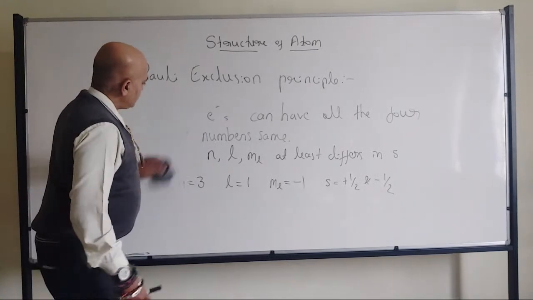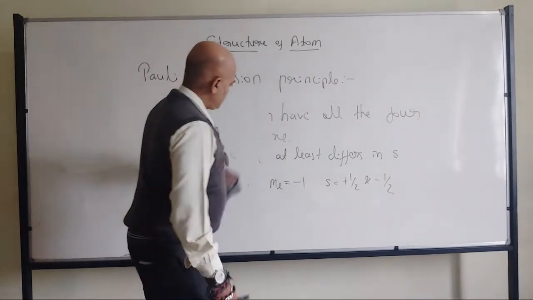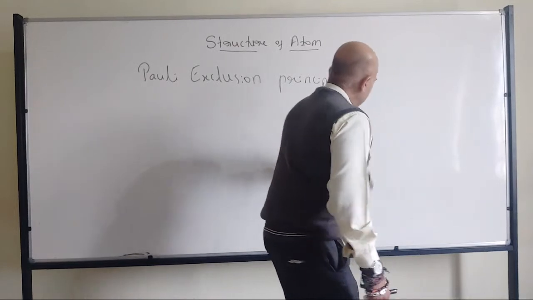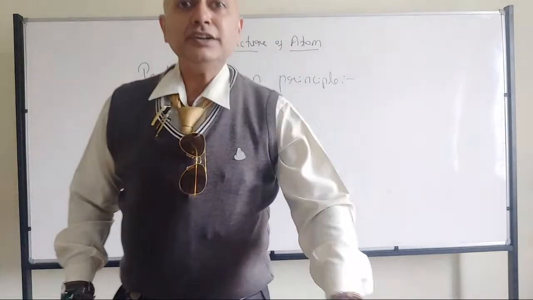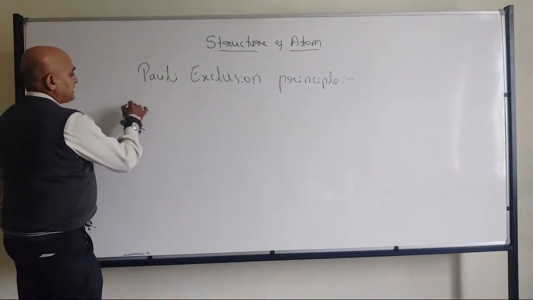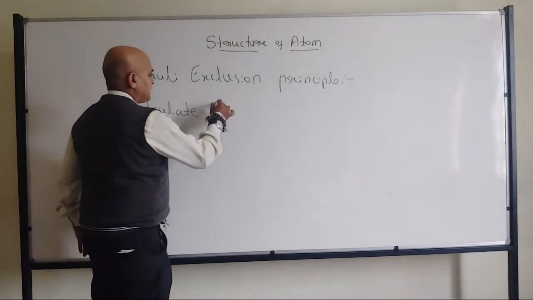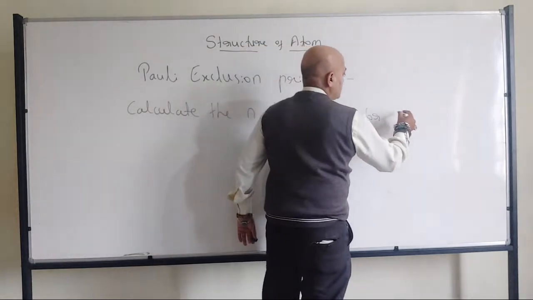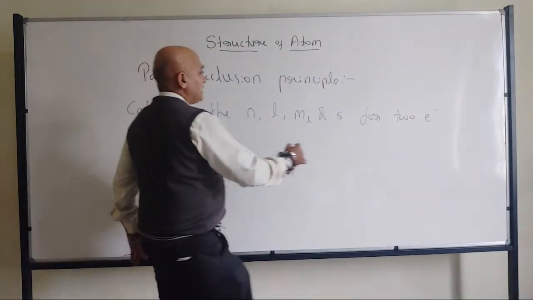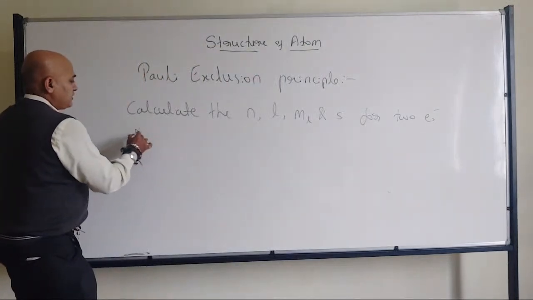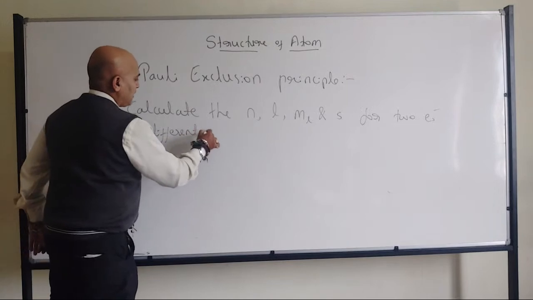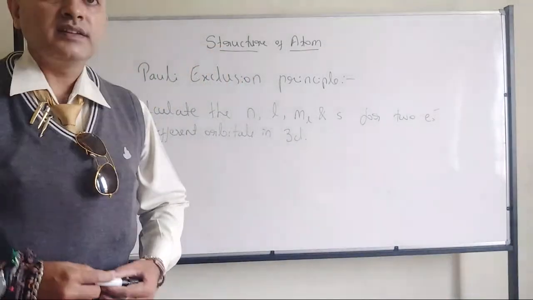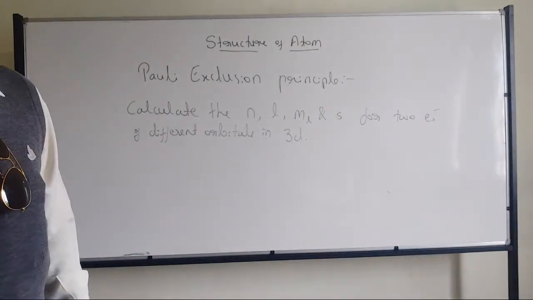Okay. In that case, you should tell me quantum number values with respect to the principal quantum number, magnetic quantum number, and azimuthal quantum number for electrons which are present in the same orbital. Calculate, or mention, anything is fine, the n, l, ml and spin quantum number for two electrons of different orbitals in 3D. Okay, in 3D, only two electrons you can mention.